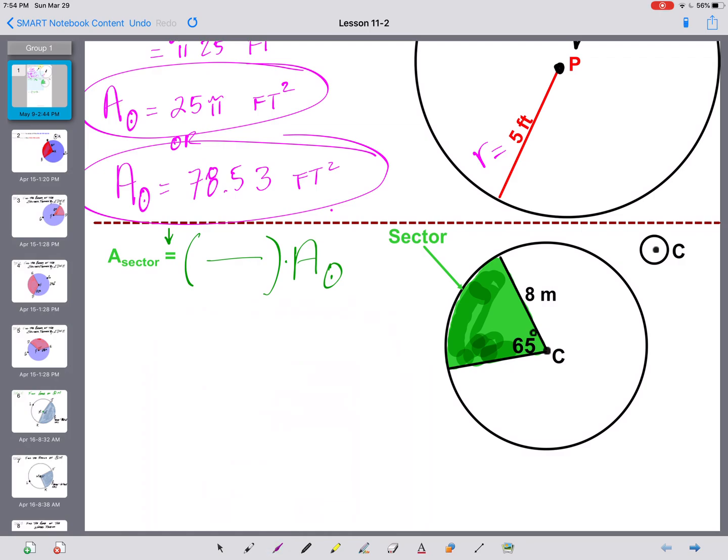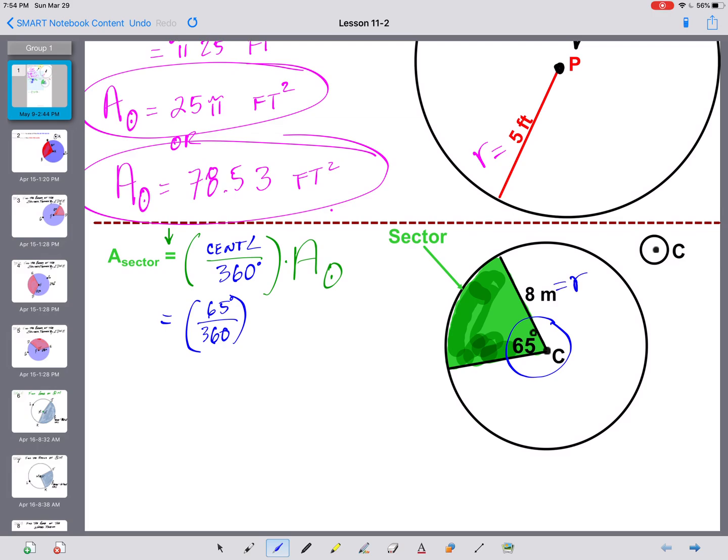Well, it's similar to what we did with the arc lengths. It's the central angle divided by 360. The reason is you got 360 degrees in a whole circle. On this one, we're only using 65 360ths of the whole circle. So here we go. Central angle, 65 degrees over 360, times the area of the whole circle. That's just pi r squared.